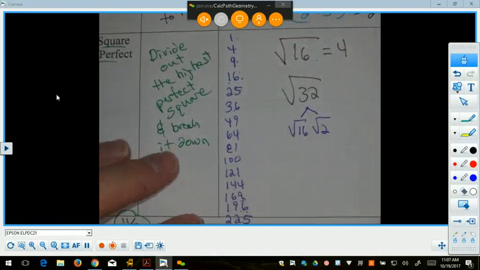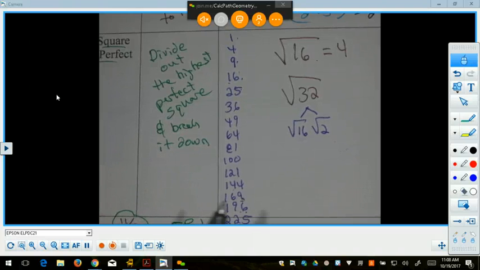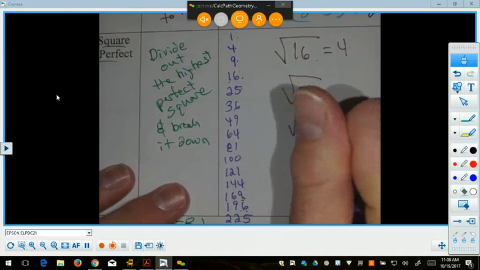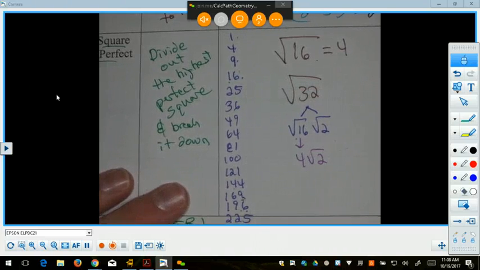And we'll talk about this product rule in a second. I should have probably covered it first. Square root of 16 is what? 4. So did I have to do prime factorization to figure that one out? Not if I know the perfect square that goes into it.